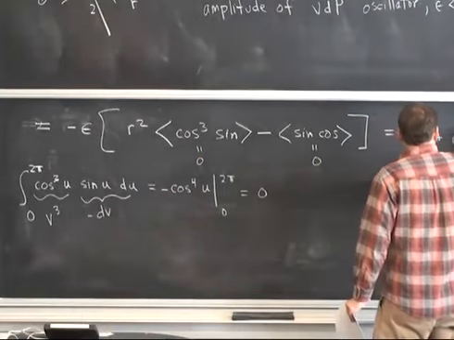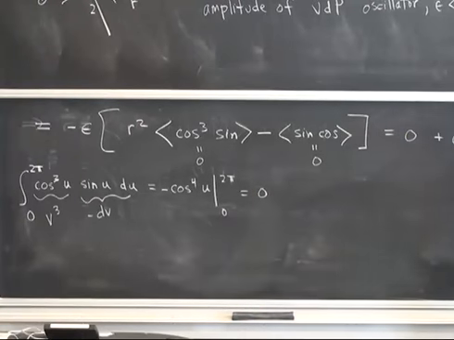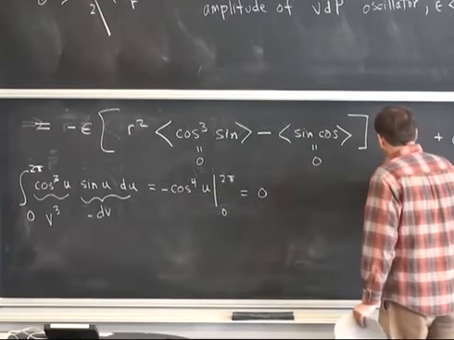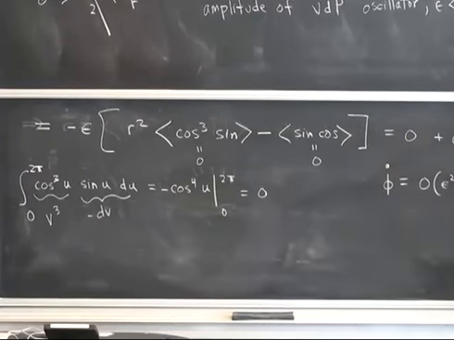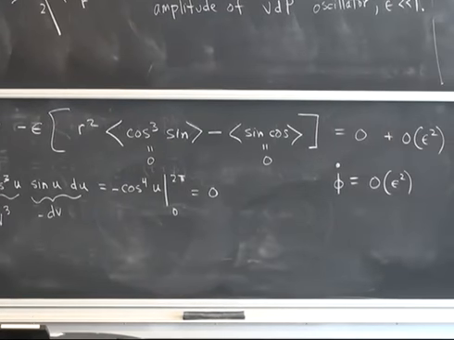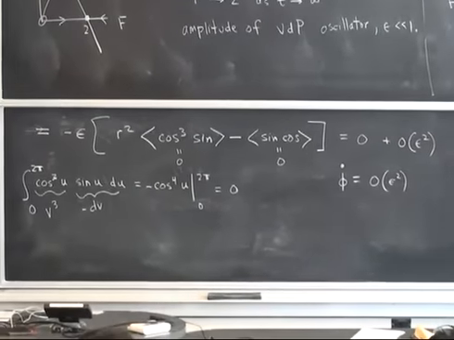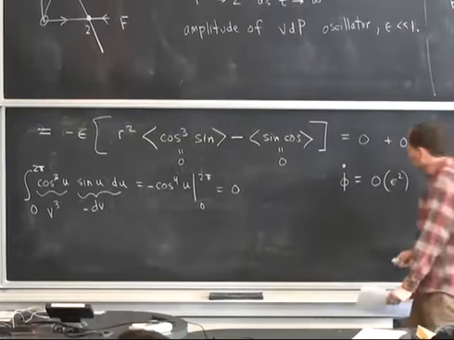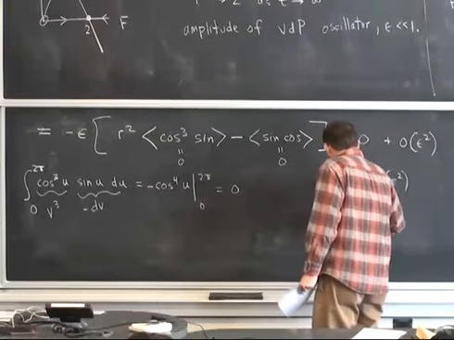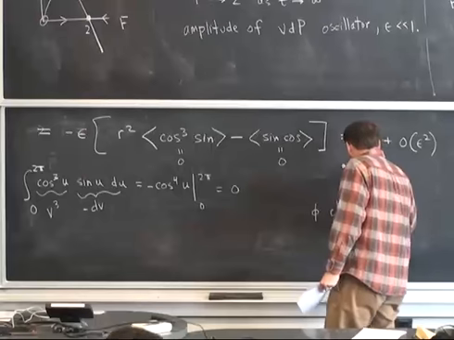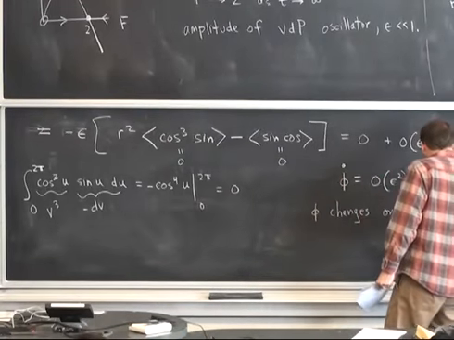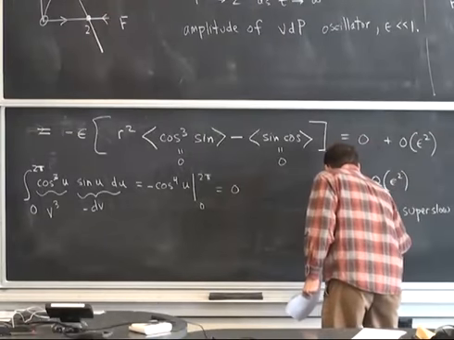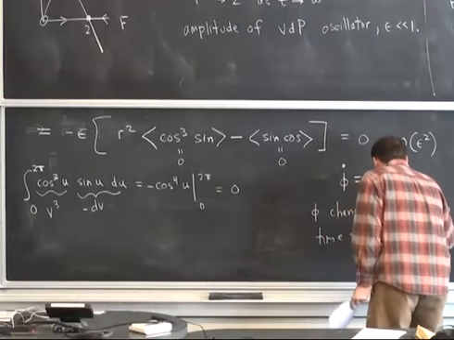Now maybe we should remember there is an order epsilon squared error in all that. So what did we conclude? That phi dot is order epsilon squared, which is interesting because it says, even though we knew initially that phi would change on the slow time scale, actually it changes on an even longer time scale, a super slow time scale. Phi is basically constant until you get to time scales of order 1 over epsilon squared, which are really enormous.